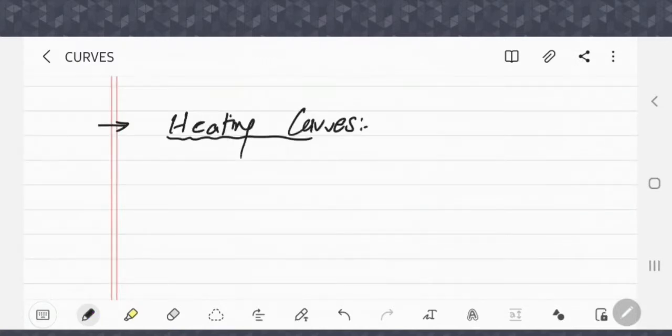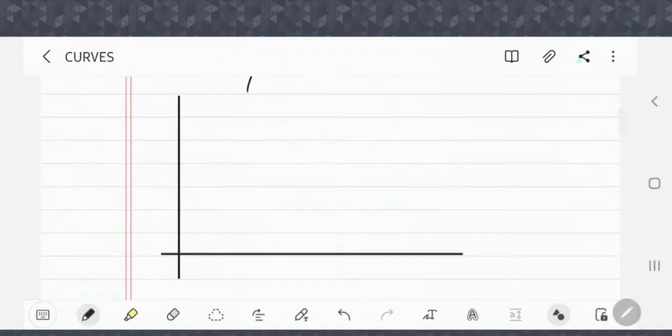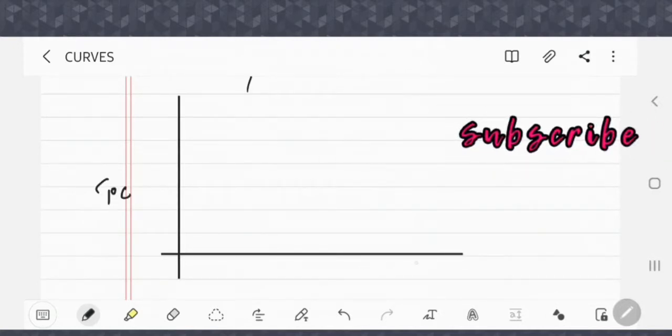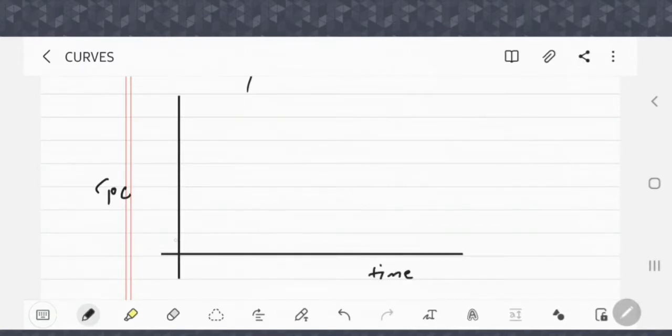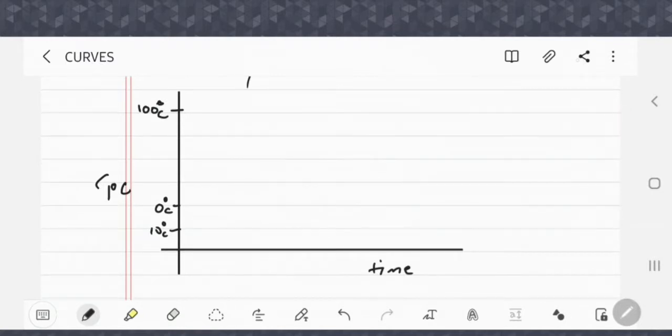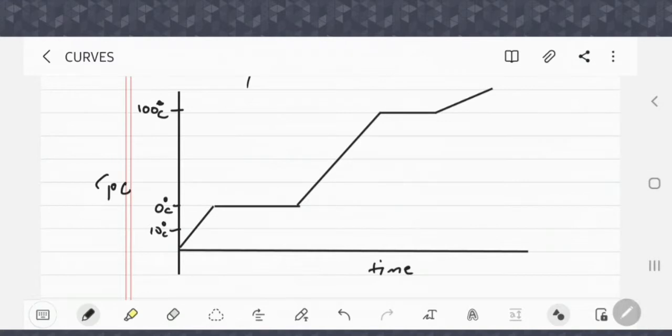Now, if we shed light on a heating curve, we will make a graph with a y-axis and an x-axis and label it. On the y-axis, this will be the temperature range. On the x-axis, this will be our time. We will put the values accordingly, and we will take this as 100 centigrade. Perfect. Moving on, we will make a curve. This will be our typical kind of curve, and then we will label it accordingly.